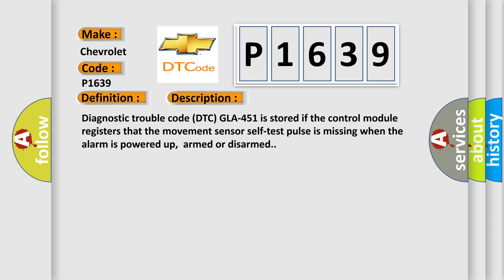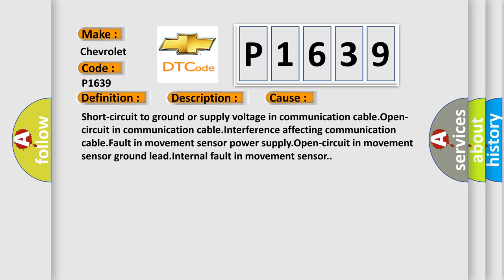Diagnostic trouble code DTC GLA 451 is stored if the control module registers that the movement sensor self-test pulse is missing when the alarm is powered up, armed or disarmed. This diagnostic error occurs most often in these cases: short circuit to ground or supply voltage in communication cable, open circuit in communication cable, interference affecting communication cable, fault in movement sensor power supply, open circuit in movement sensor, ground lead, internal fault in movement sensor.